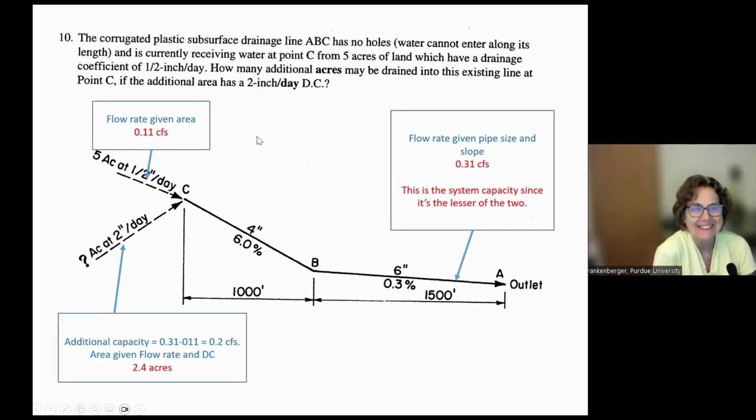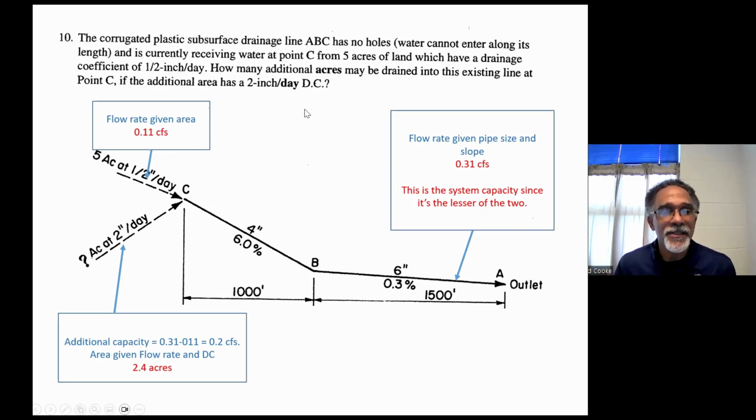All right, to solve this problem, first of all, we need to determine what the capacity of the existing pipe is and what the current flow is. And then based on the difference between these two, we can determine how much flow can be added. And then we can determine the area given the flow for the system. To determine the capacity of the existing pipe, we determine the 2 sections. We determine it is the lesser of the capacity of the 2 sections.